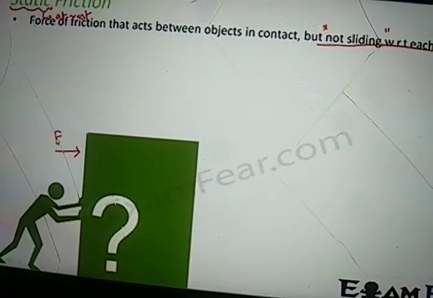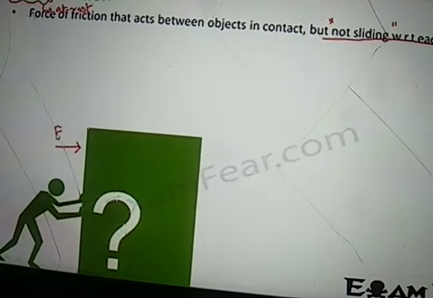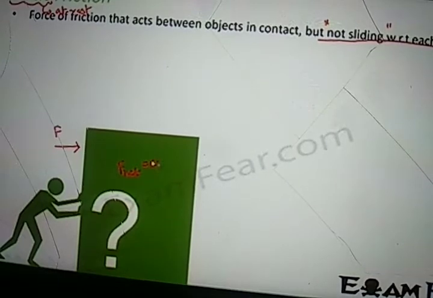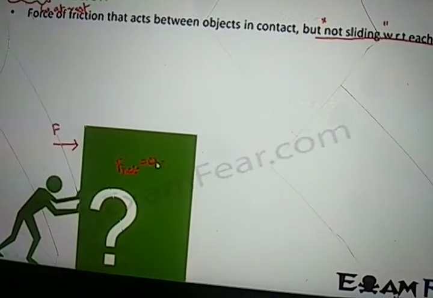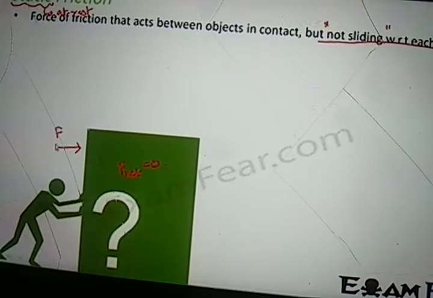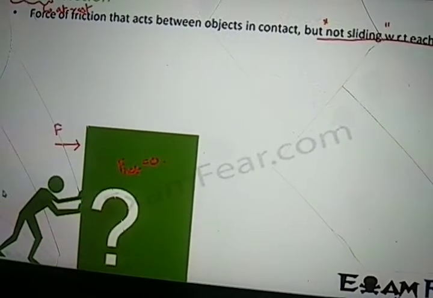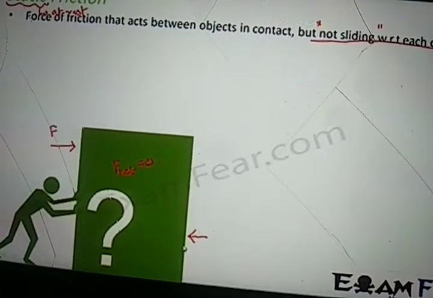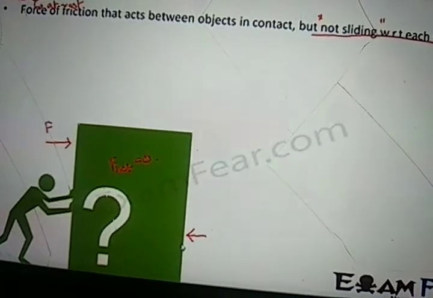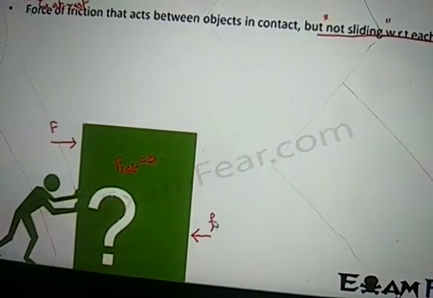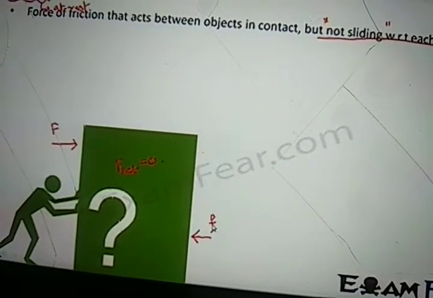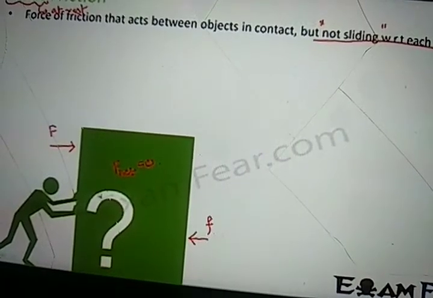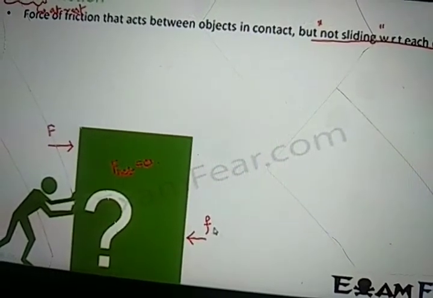So this means that if the box is at rest, what does that mean? That means the net force acting on this box right now is equal to 0. That means total force is 0. Now if the capital F is the force which is acting in this direction, that means something is acting in the opposite direction. And what is that force which always tries to oppose the motion? That force is friction. So here also there is a frictional force which is opposing the force. So this force is acting in the direction opposite to that of the applied force.